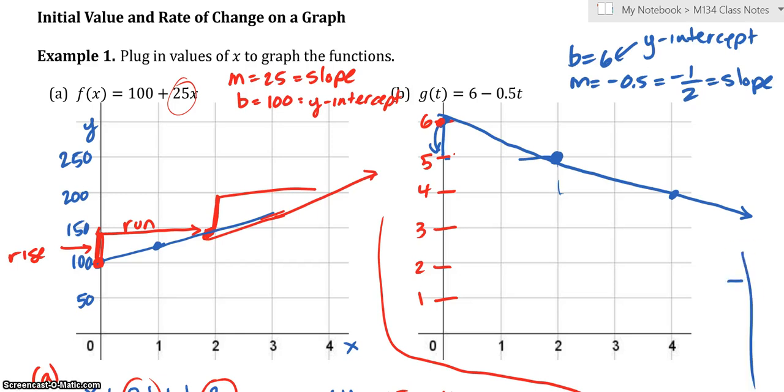That does make sense. Let's just try it here. Plug it in, oh, that's a t. Plug in a 0, we do get 6. Plug in a 2, for instance, that would be 6 minus 0.5 times 2, which is 6 minus 1, which is 5. So plug in a 2, I do get 5. You can see it does work.